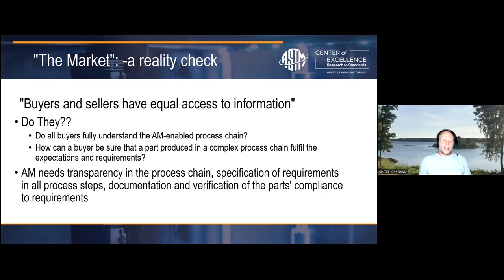And that is why AM needs to develop more transparency in the process chain and specification of requirements in all process steps. Documentation. We need to have documentation and verification of the part's compliance to requirements. And that is something that develops on a case-by-case basis, dependent on the industry's interests. So we need some work here.